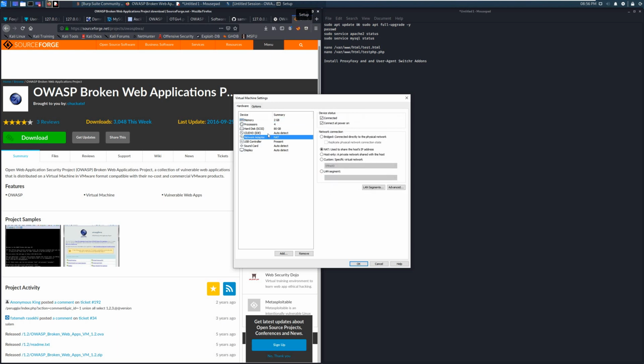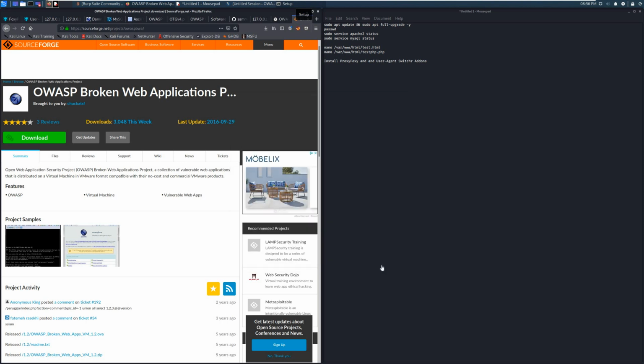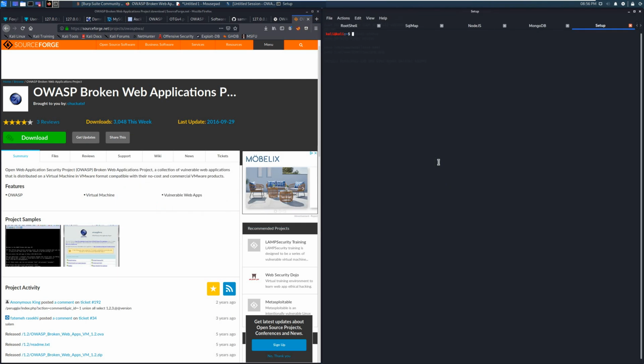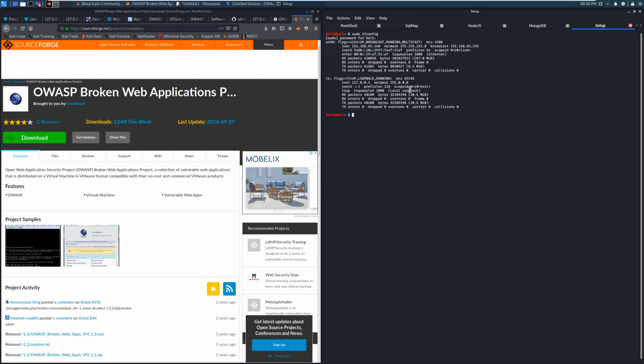And if they both use NAT, it means that they are in the same subnet and they should be able to talk to each other. So we can verify that, right? I have a shell opened here, and I can just issue the ifconfig command, and you can see that this is my IP.